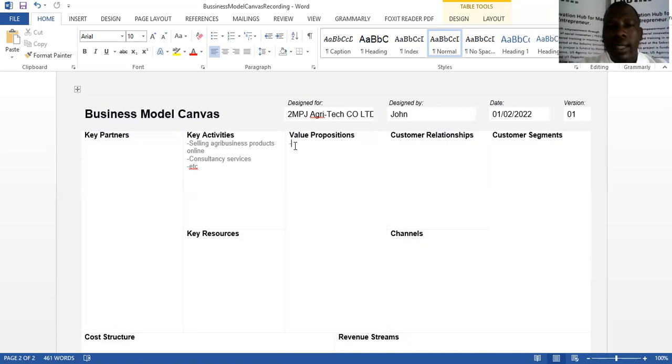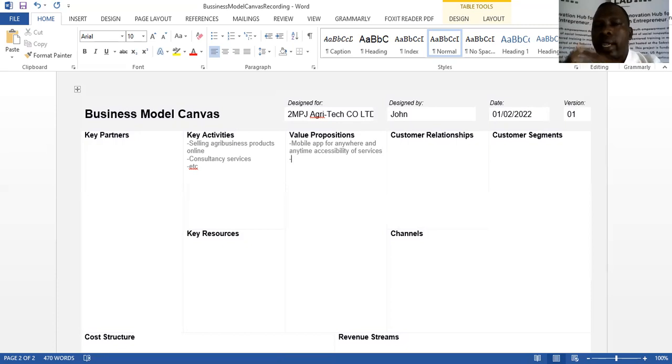Then the first thing we could think of is developing the mobile application, the mobile app. This mobile app will enable accessibility of services anywhere and anytime. So that could be one of the values. Then the second value.